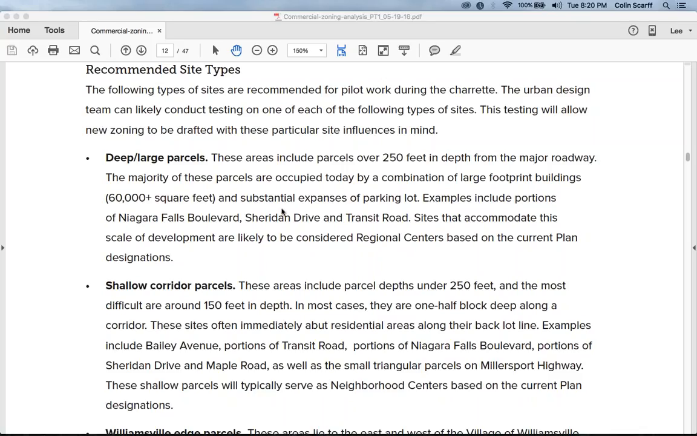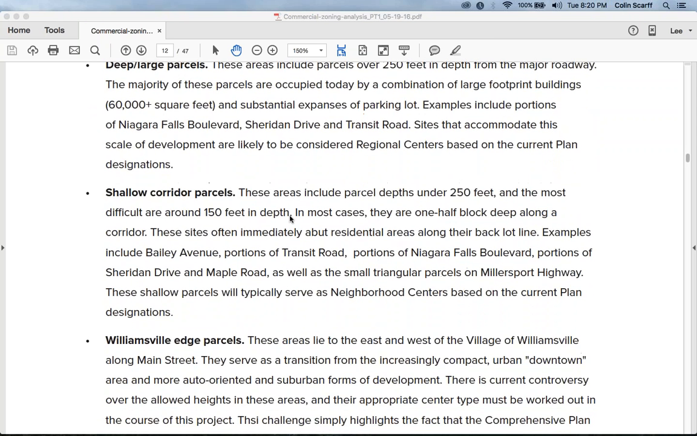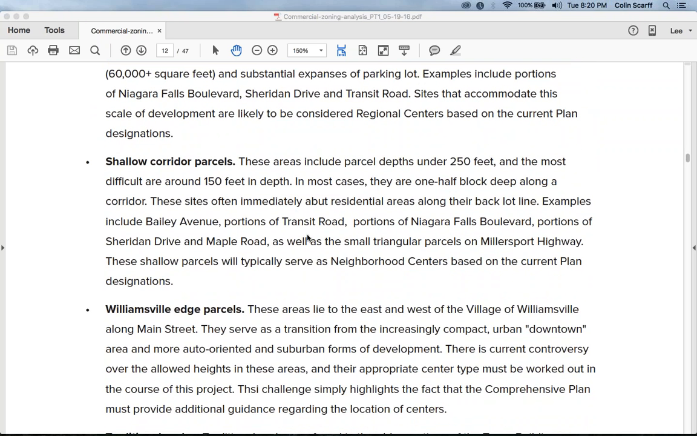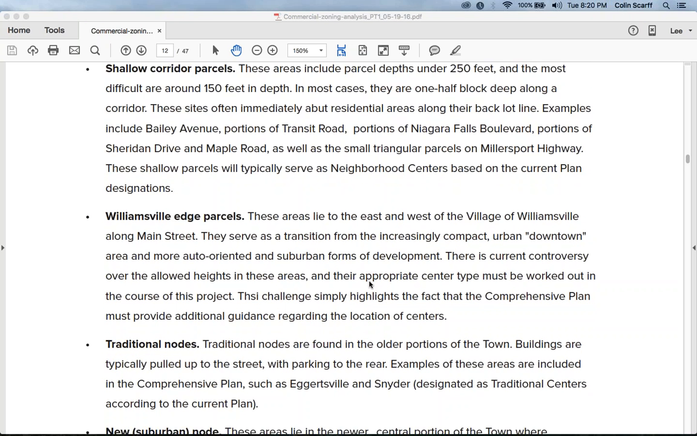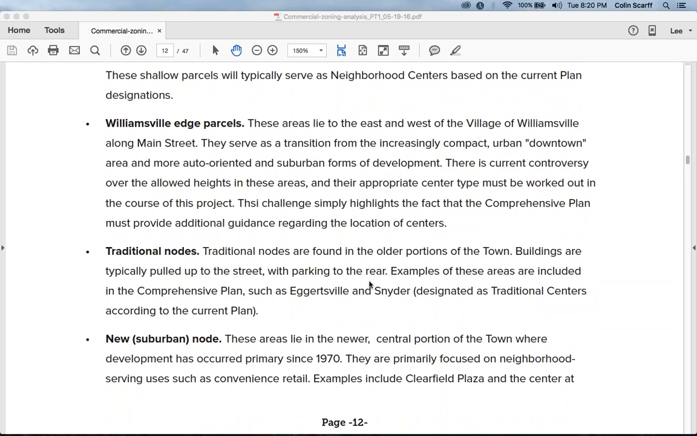So think very hard about the places with deep, large parcels along the corridors, and places along those corridors that might have shallower parcels and therefore be more problematic to redevelop. The edge of Williamsville, whether east or west of the town, and how we might think about those shoulder areas, and whether those shoulders become very much like the town center, extending it out, or whether they have their own character. Some of the traditional nodes, Eggertsville and Snyder, are great examples of the traditional nodes. Perfect place to look at.